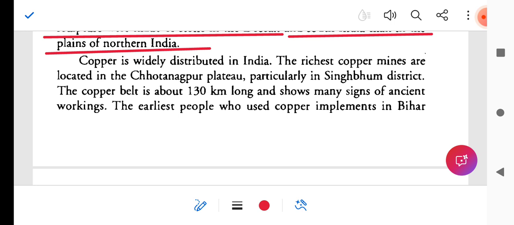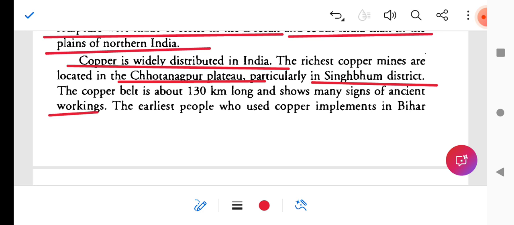Copper is widely distributed in India because copper is found in various parts of the country, and copper mines are located more in the Chota Nagpur Plateau or the Rajasthan area as well. The richest copper mines are located in the Chota Nagpur Plateau, particularly in Singhbhum district. The copper belt is about 130 km long and shows many signs of ancient workings.